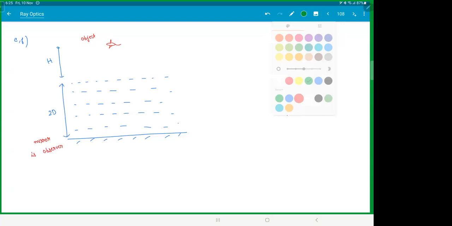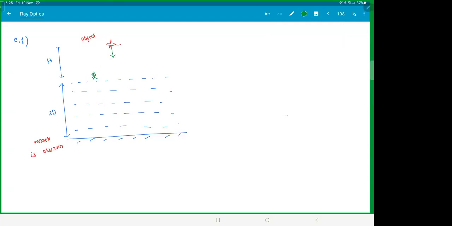Now look at this. If you ask this guy where the bird is, the light ray is going like this. He will say H. If you ask the guy just inside the water, he will say mu H. If you ask the mirror, where is the bird? It will say mu H plus 2D. So this will create an image here. This is the bird image. Whatever the mirror sees, accordingly you'll get a bird image. So the bird image will be at a distance of mu H plus 2D.